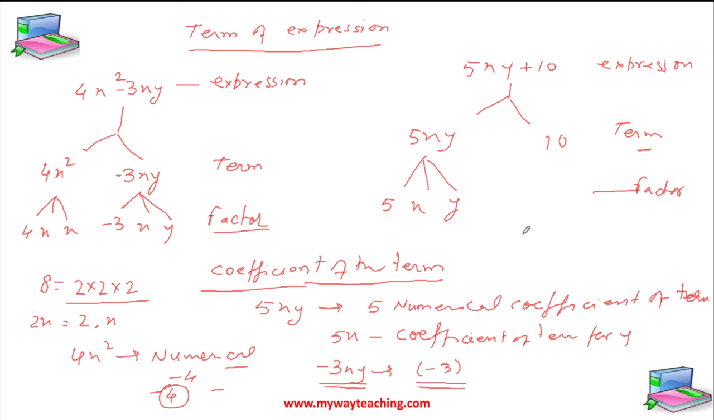If we say about coefficient of the term in minus 2xy plus xy, here it is minus 2 and here it is 1 as numerical coefficient. I hope you understand this concept, what is the term of expression, what is the coefficient of the term. We will do some examples in the next video to understand more about the same concept.